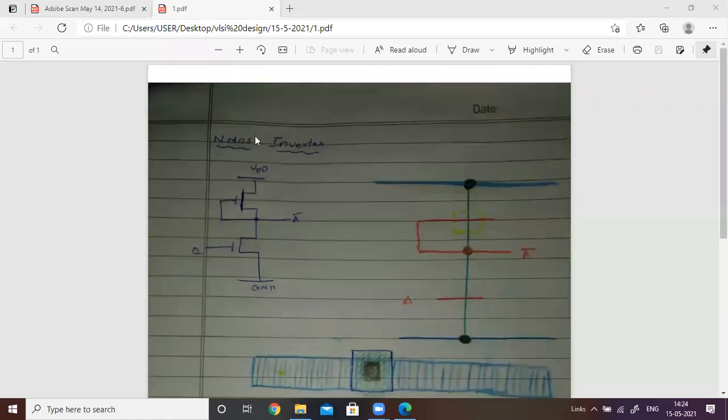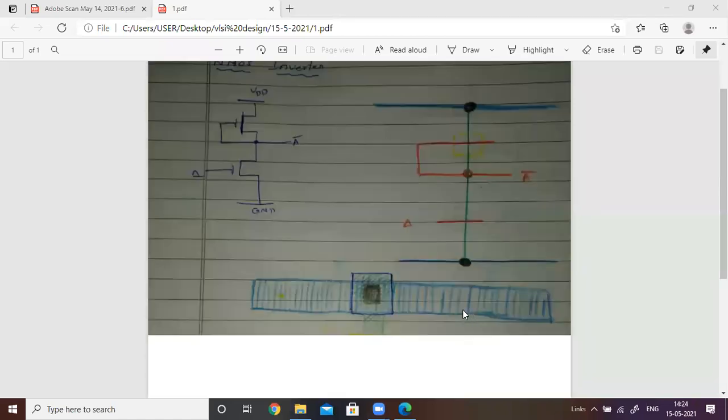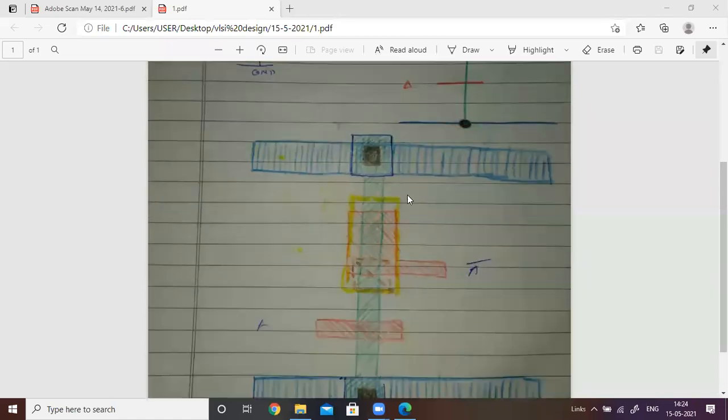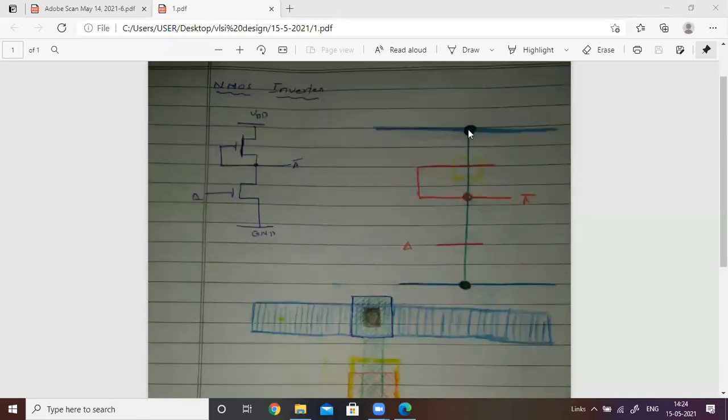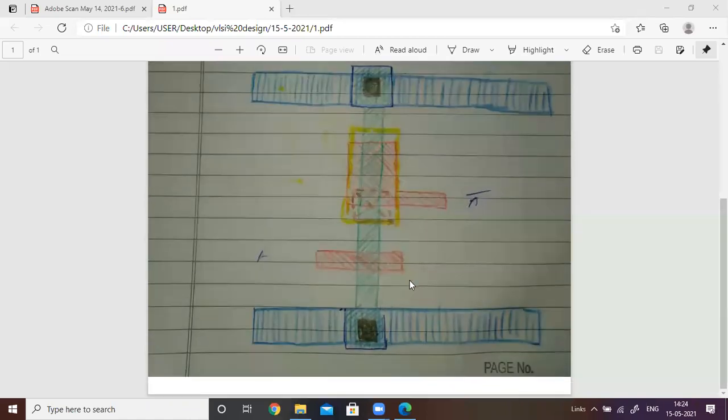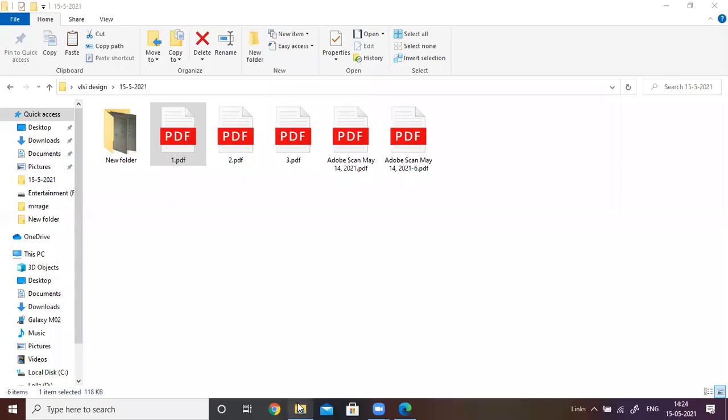Let's go to the next topic here. This is the stick diagram in NMOS design style. Okay. And this is the layout diagram in the NMOS design. And also this is the schematic of the NMOS design. Okay. Next, you can go for the next topic, that is NAND gate. Okay. You can go for the NAND gate.